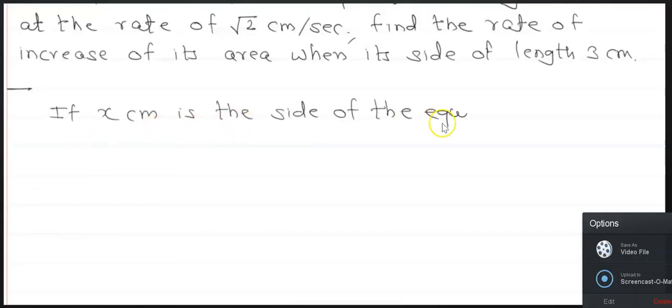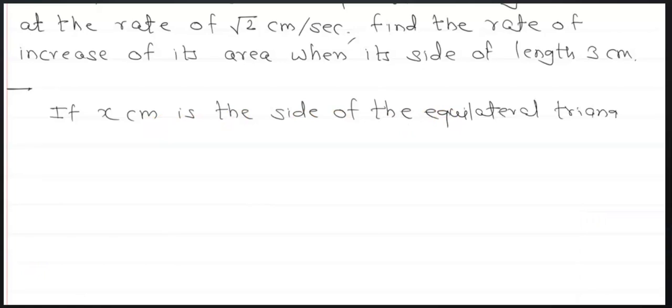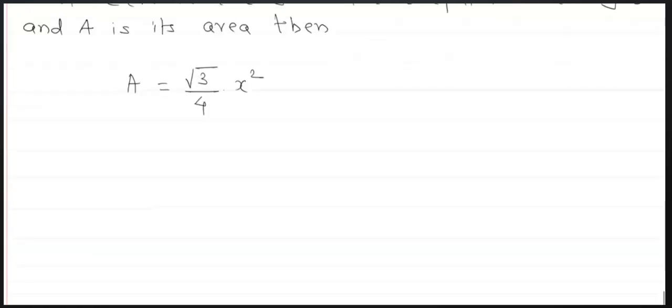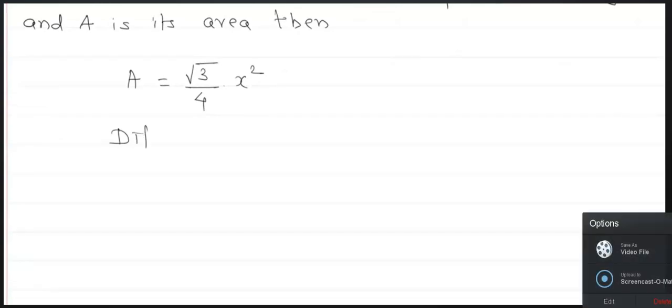Now let x be the side of the equilateral triangle. What is the area of the equilateral triangle? That is root 3 by 4 into side square. This is the formula: root 3 by 4 into side square.